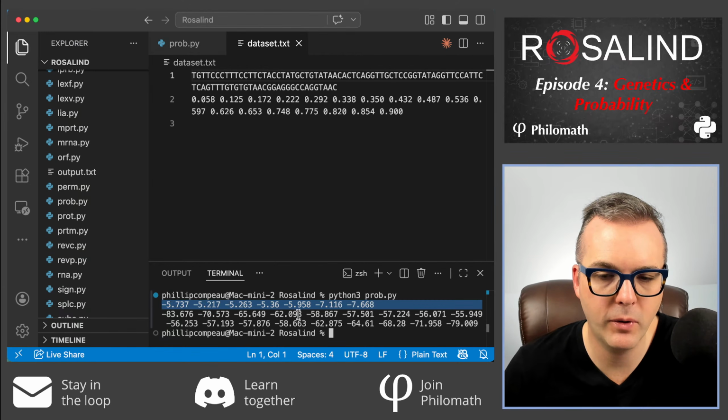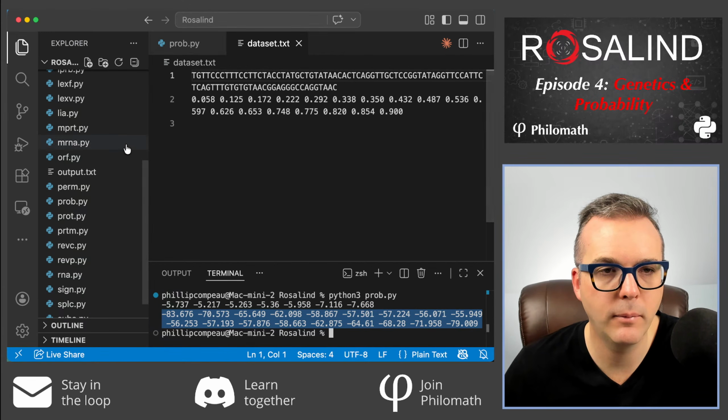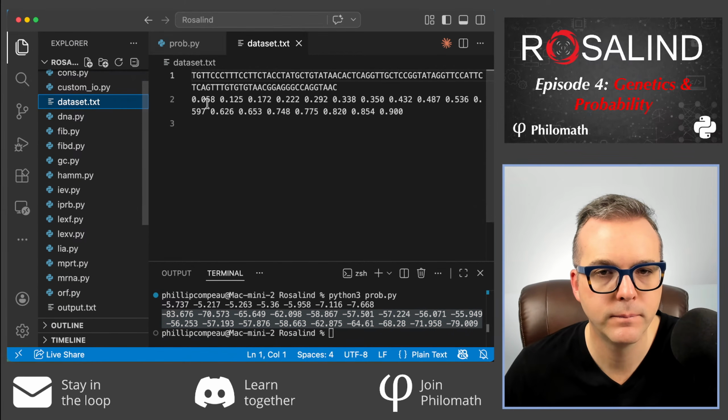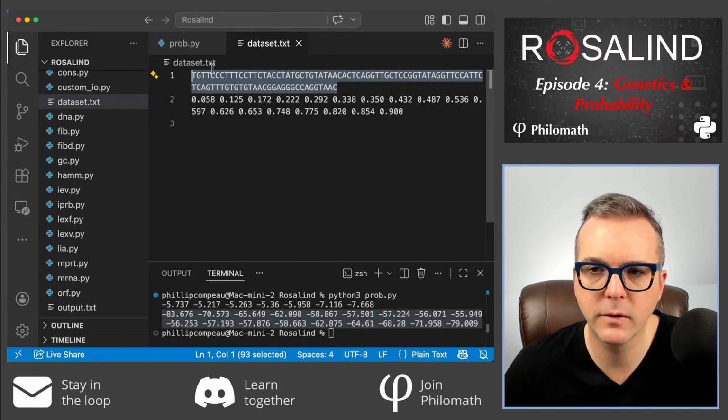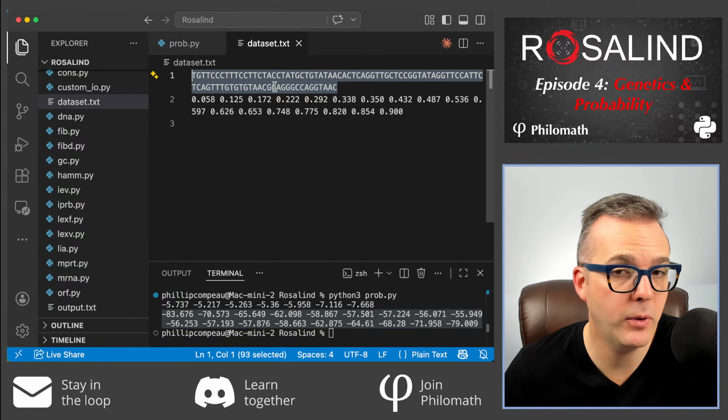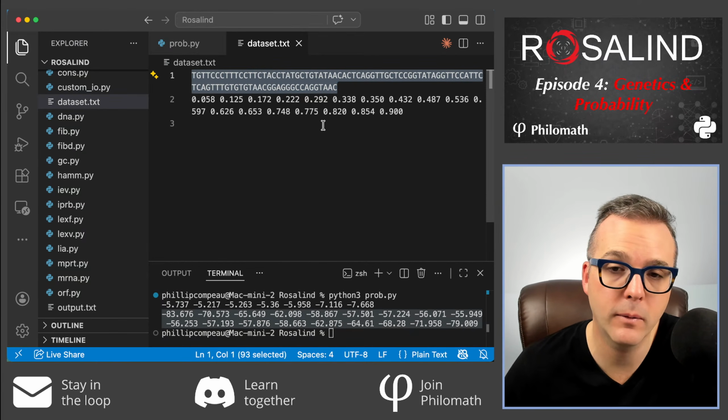So there's my sample. Here are these logarithms now that are much more negative, but my data set, you know, the string is quite a bit longer now. And if I were actually computing probabilities, these numbers would get really, really close to 0, but because I'm computing logarithms, everything's okay.